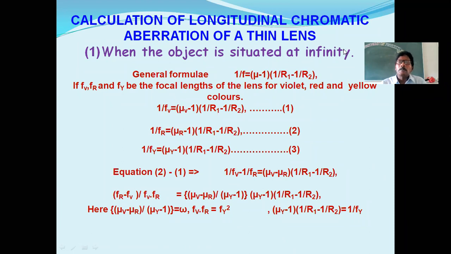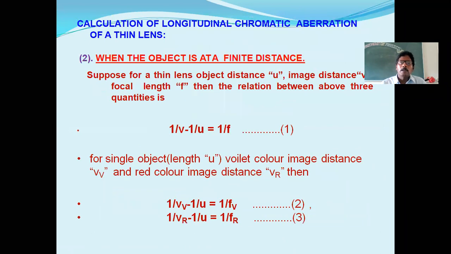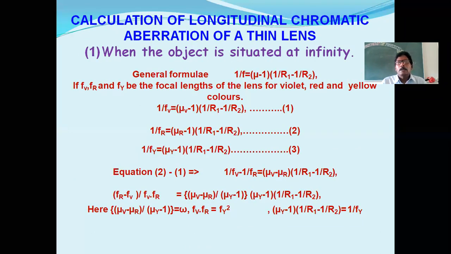I am switching to English. Here we have to derive the equation for the measure of chromatic aberration, particularly linear chromatic aberration. That is the span of the image extended along the principal axis. It is nothing but linear chromatic aberration or longitudinal chromatic aberration.